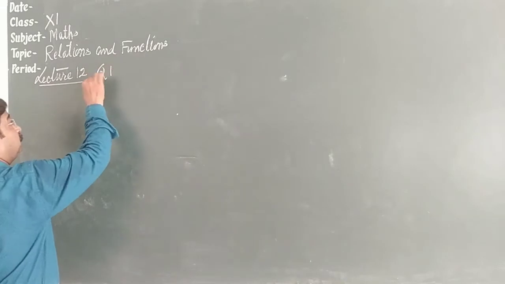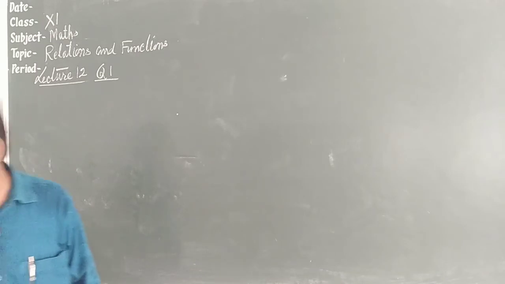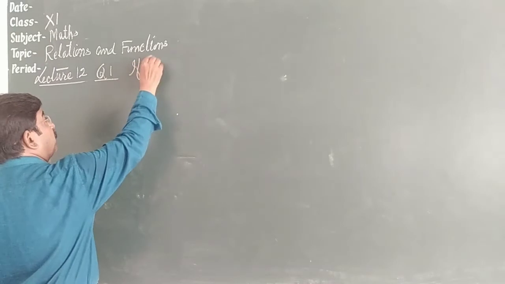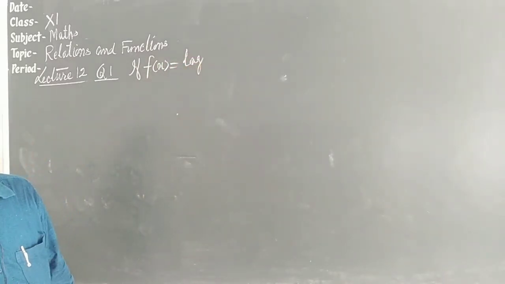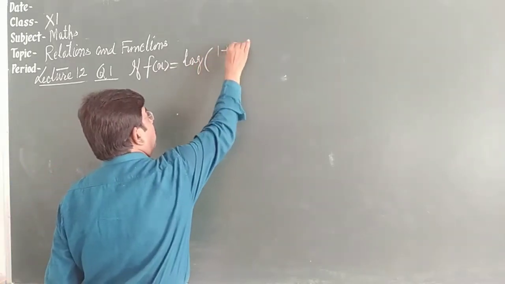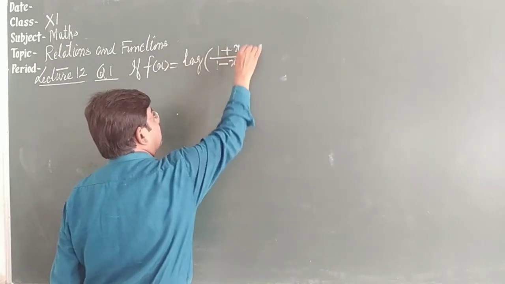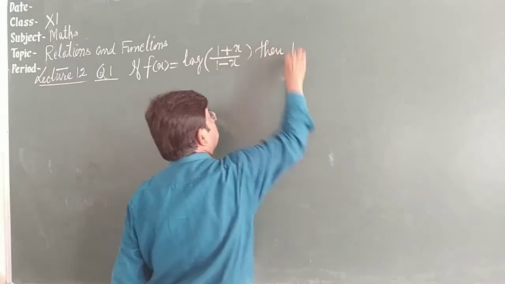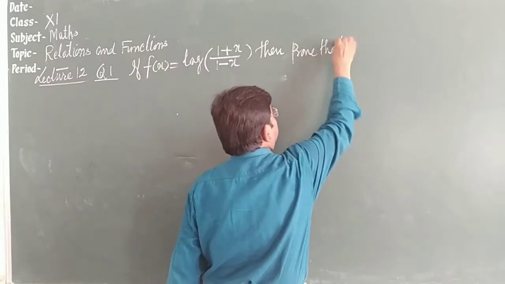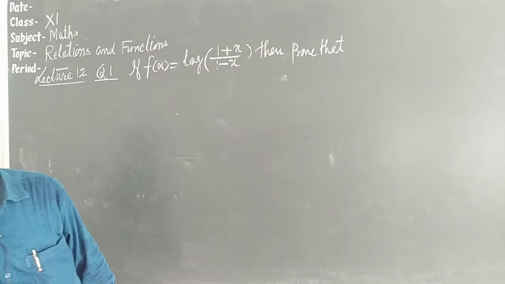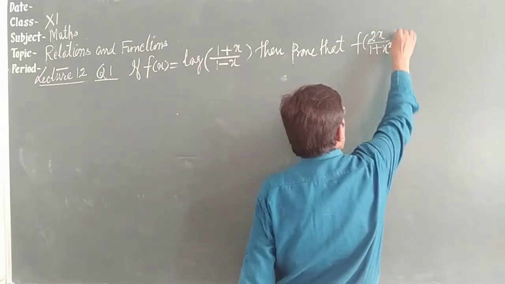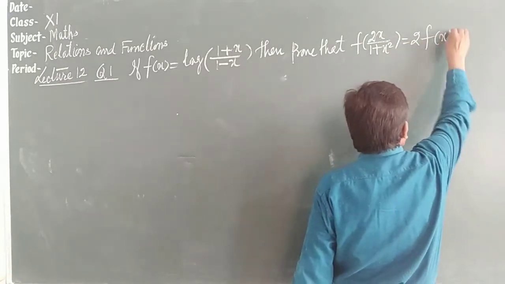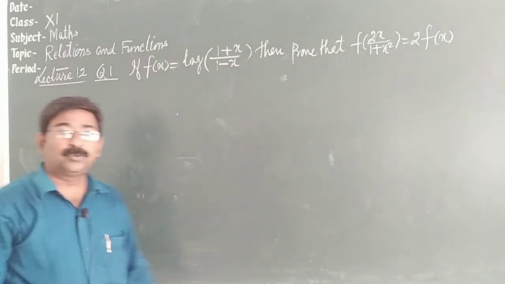Today's first question: if f(x) is equal to log of (1 plus x upon 1 minus x), then prove that f(2x upon 1 plus x square) is equal to 2 times f(x).